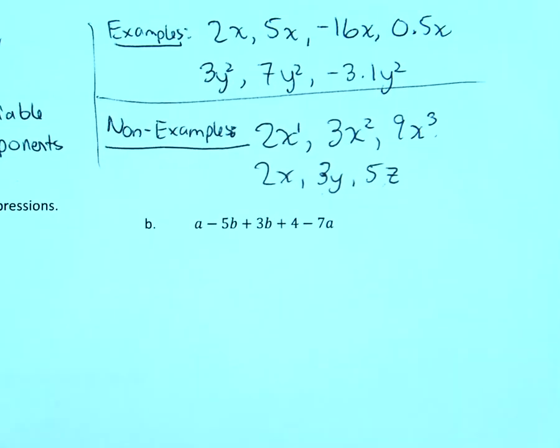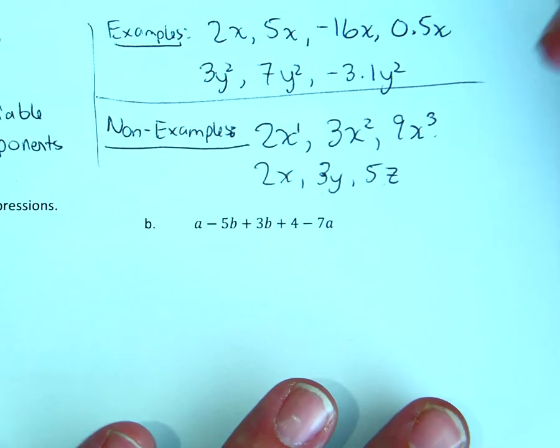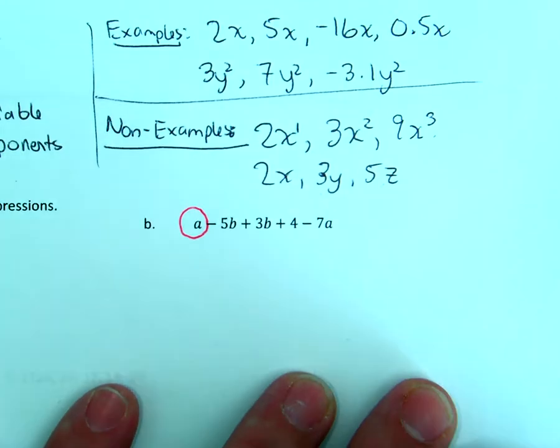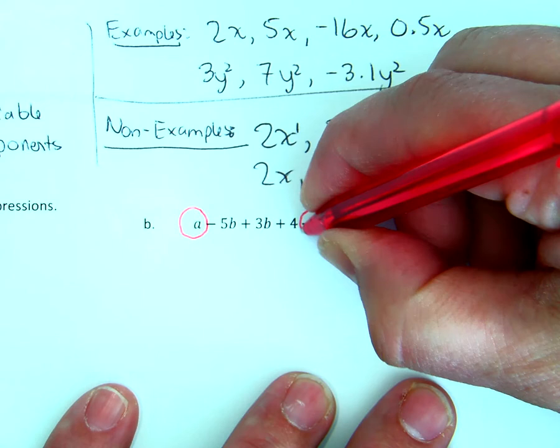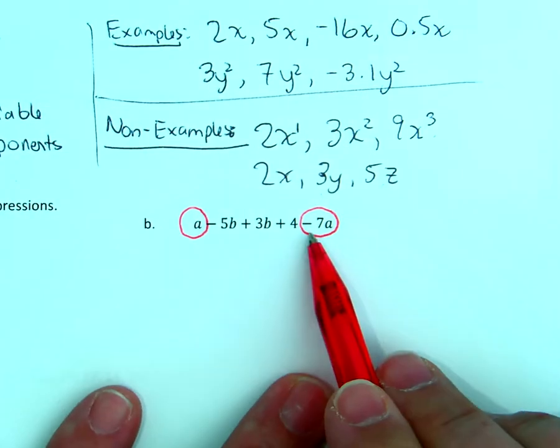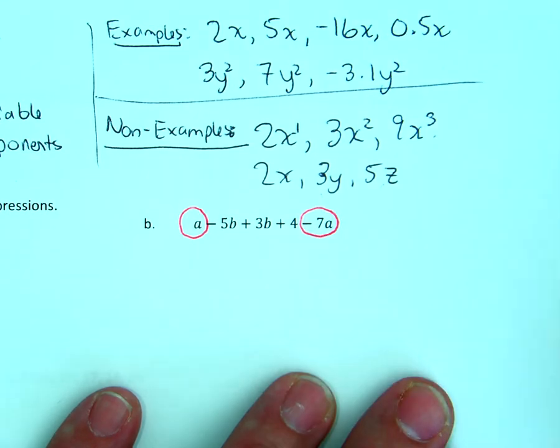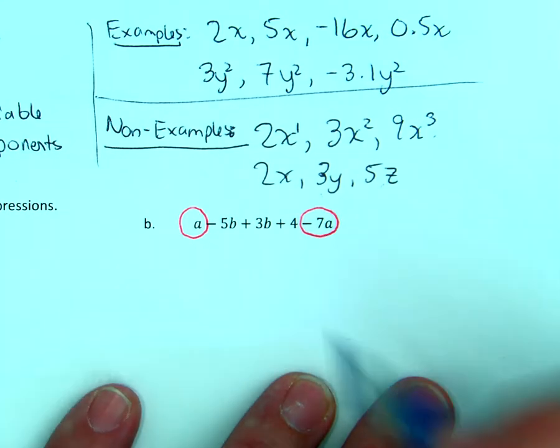So for B, first thing I'm going to do is look for like terms. My first one has an A. The only other thing with an A would be negative 7a. Note how I circle the operation in front of it. So negative 7a, or minus 7a, gets circled. That's the like term with the negative.